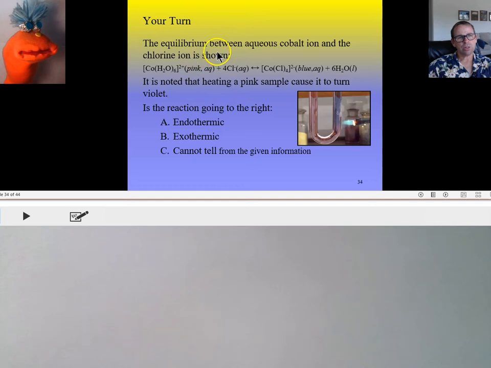All right, so here's an equilibrium between these two solutions. Cobalt with water around it, which is pink, or cobalt with chloride around it, which is blue. It's noted that heating this solution on the left here causes it to turn this purplish blue color on the right.